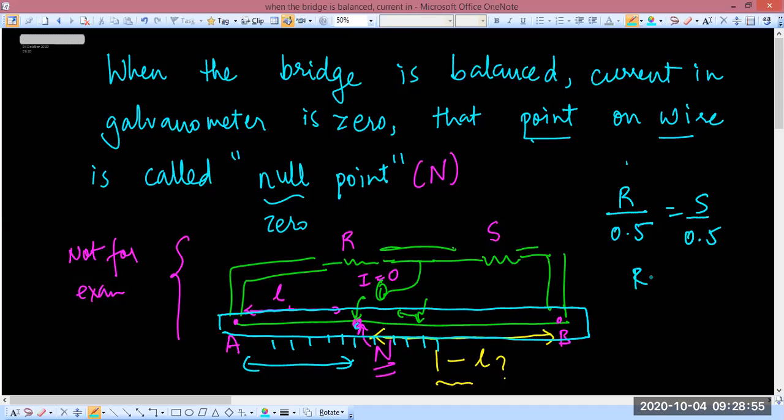So this will only happen if R is equal to S. I hope you understood that, right? Midpoint will be the null point only if R is equal to S. So generally this doesn't happen. So null point could be anywhere.